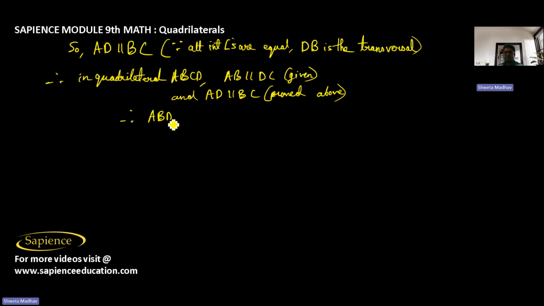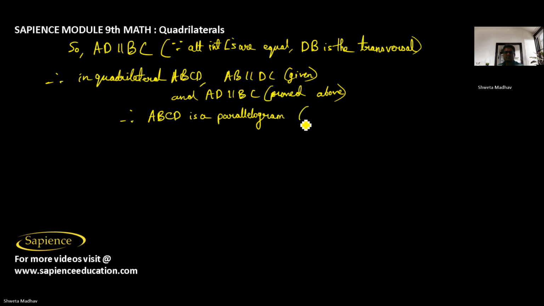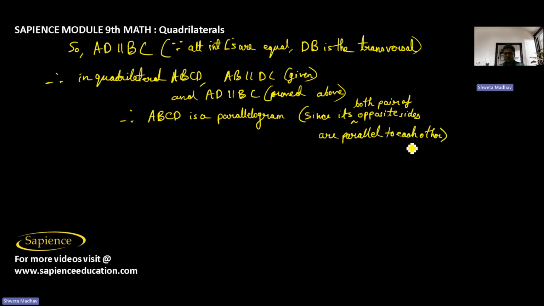Therefore, we can say that ABCD is a parallelogram, since both pairs of opposite sides are parallel to each other. So hence proved.